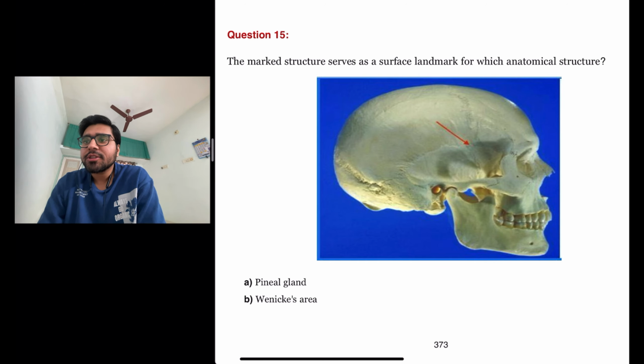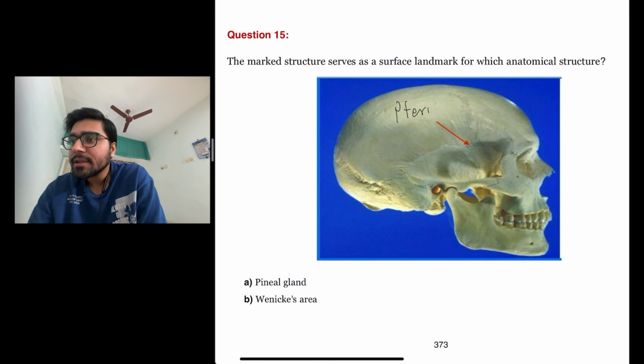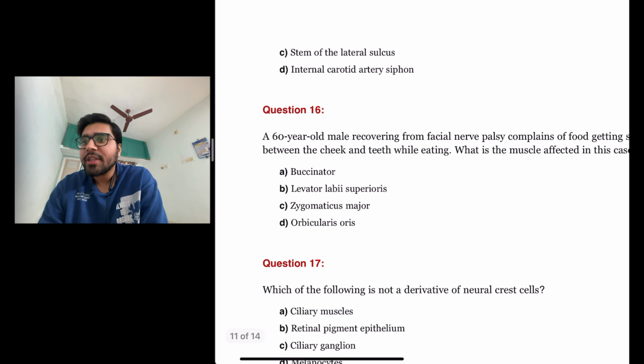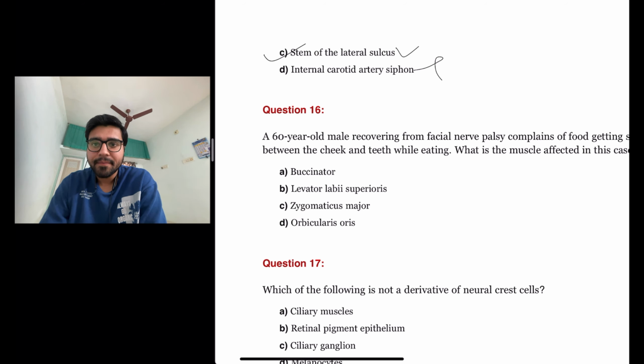The marked structure serves as a surface landmark for which anatomical structure? The marked structure is pterion. And pterion serves as an anatomical landmark for different structures. Let us see the options. Pineal gland? No. Wernicke's area? No. Stem of lateral sulcus? Absolutely yes. Internal carotid artery siphon? No. So the answer here is C.